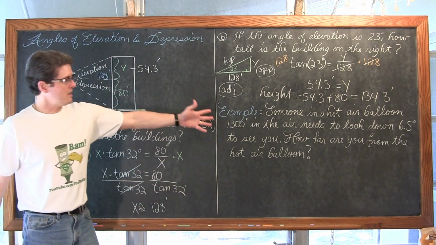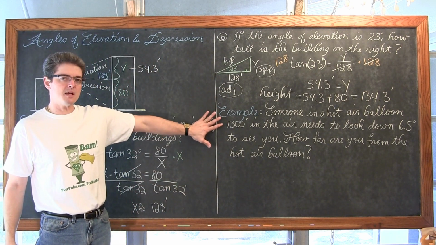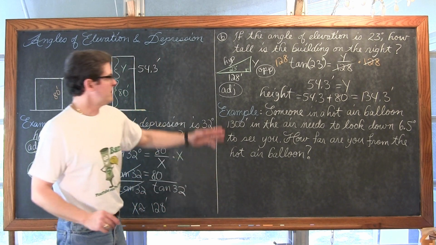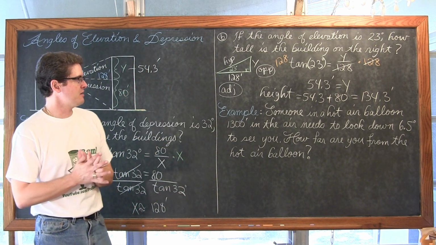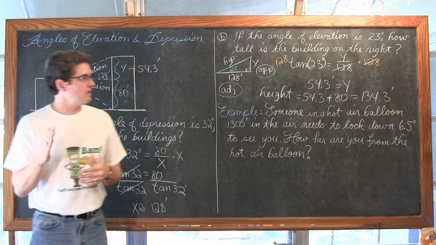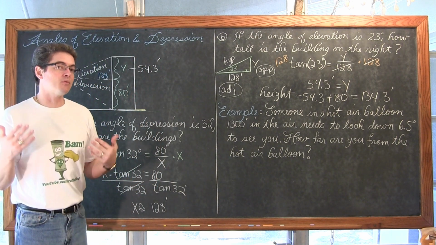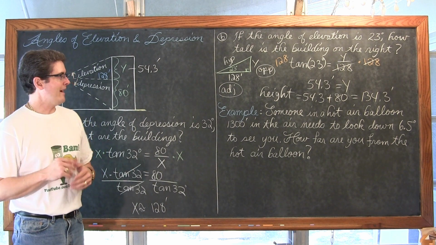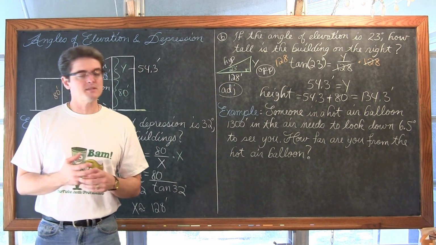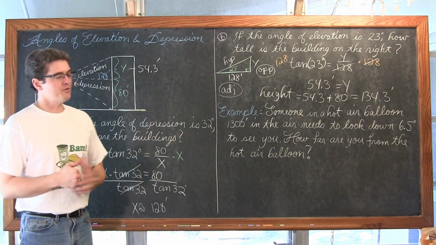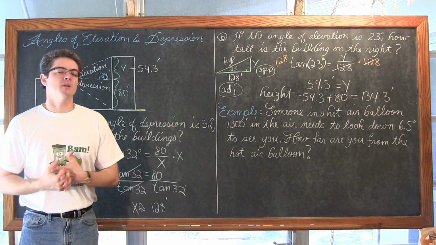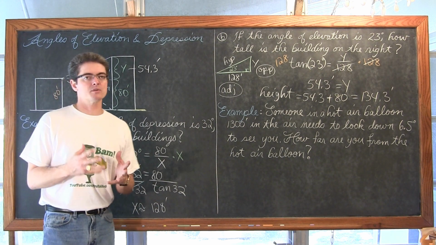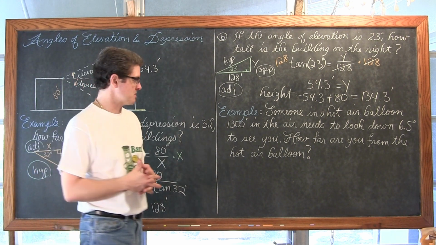Excellent. Okay, now we want to stop and read this. We'll set up the diagram, then I have to erase the chalkboard because I'm running out of room. Someone in a hot air balloon, 1,300 feet in the air, needs to look down at an angle of depression of 6.5 degrees to see you. How far are you from the hot air balloon? Very common with application problems. As you get into the harder ones, they will not give you the diagram. They'll just give you a word description of the problem, and you have to come up with that picture yourself.